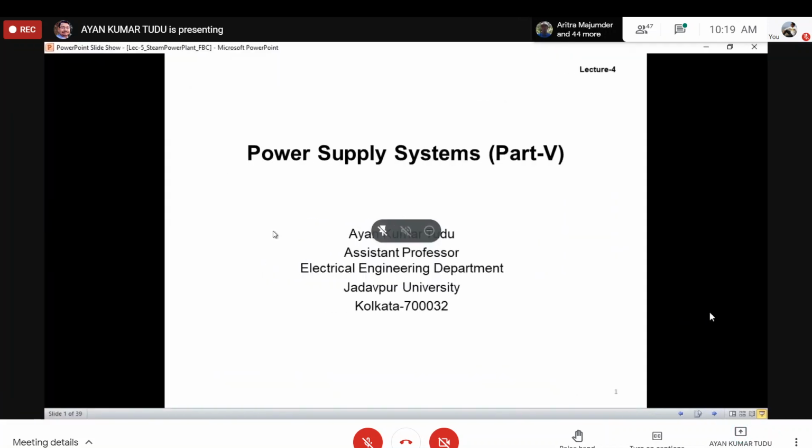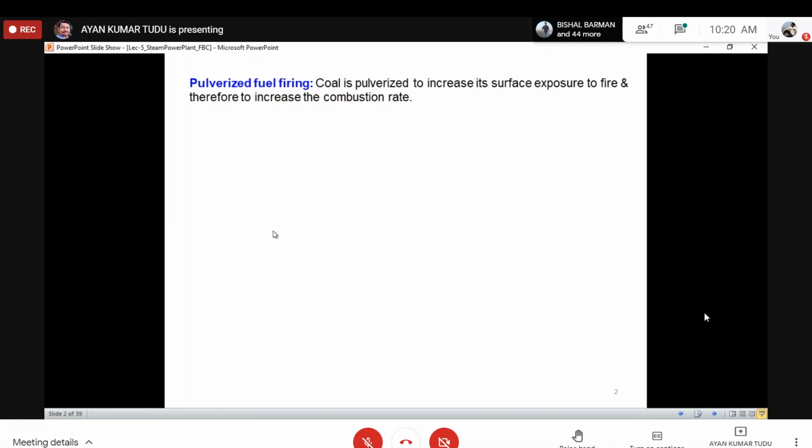Let us see that one. So we are talking about our methods of fuel firing. There were two. We talked about stoker firings. Okay, now we'll talk about our pulverized fuel firing. So why is the coal pulverized? The coal is pulverized to increase its surface exposure to fire and therefore to increase the combustion rate.